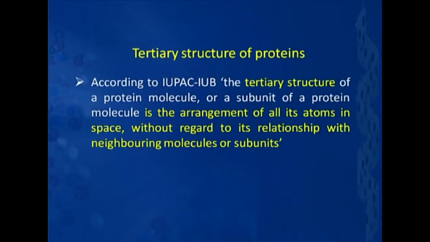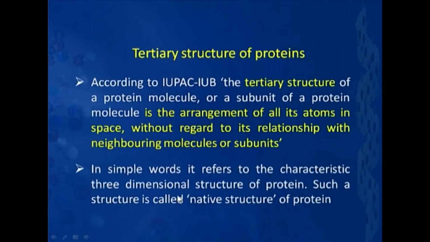That means I am talking about a still higher order. I am talking about a protein molecule as a whole. Further, it is the arrangement of all its atoms in space without regard to its relationship with neighboring molecules or subunits. That means, I am referring to the structure of one protein molecule as a whole, irrespective of the structure of the next subunit. In simple words, this basically refers to the characteristic three-dimensional structure of a given protein molecule. Such a structure is referred to as the native structure of the protein. We will talk about it when we talk about denaturation.